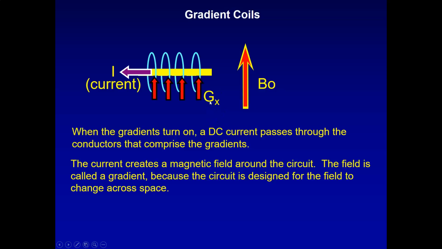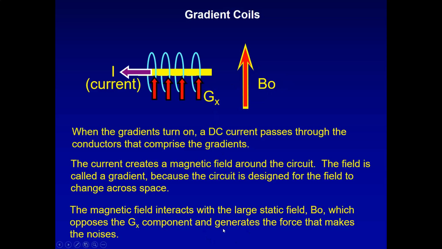So in this case, I've drawn GX. This would be to create a change in the magnetic field along the X axis. There's also a GY and a GZ in most of the magnets. So when the gradients turn on, a DC current flows through this conductor and generates the gradient field. That's what's supposed to happen. This gradient field, however, keep in mind, is an extra magnetic field, and there's already a magnetic field there, so there's an interaction. That causes the force that makes the noises.